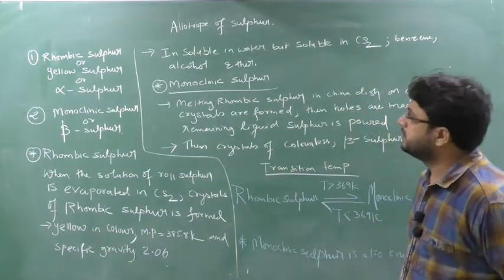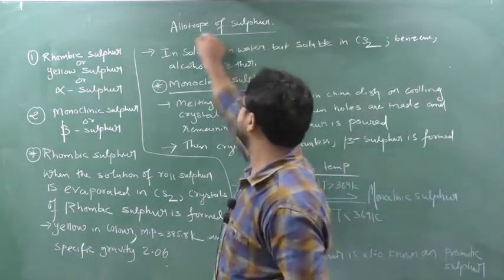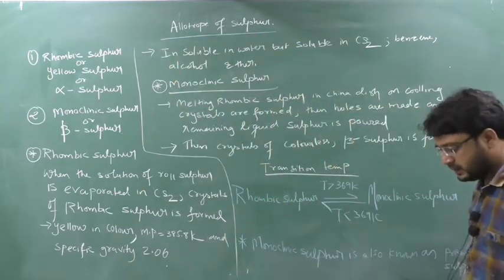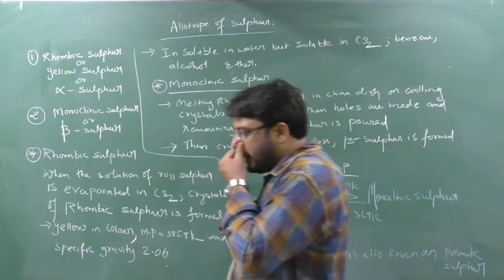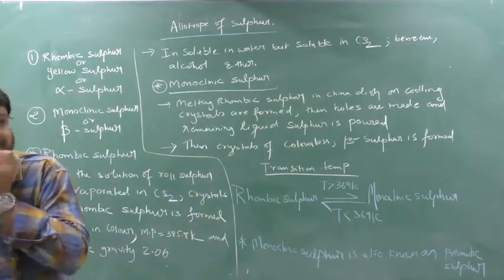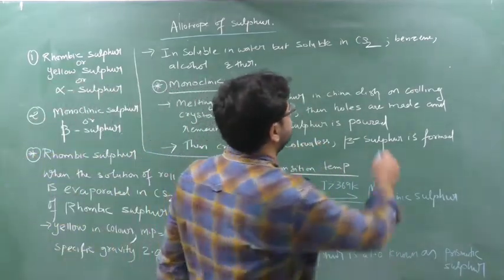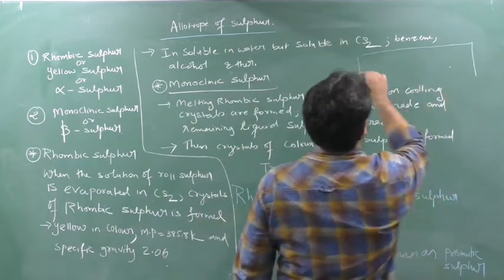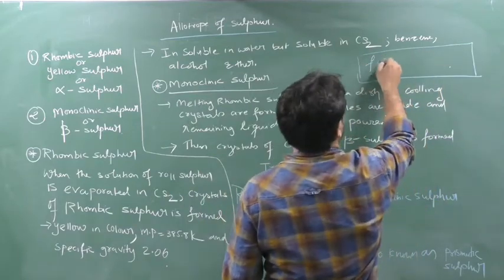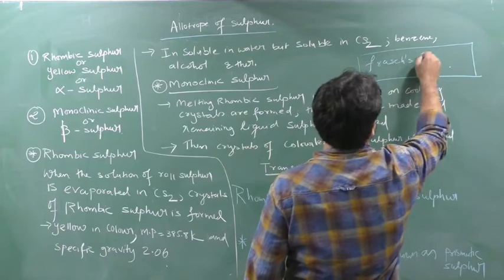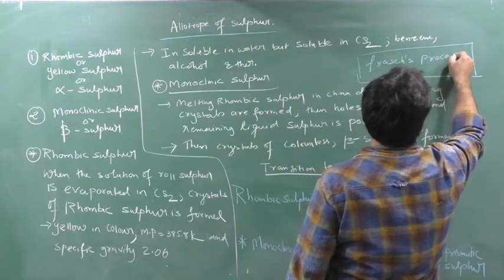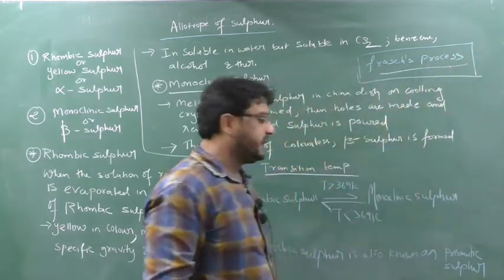I am going to discuss allotropes of sulfur today. Clear? So, next, see how sulfur is obtained. In the lower classes we have studied that sulfur is obtained by the Frasch process. Remembering? Okay. So, what is happening in the Frasch process?